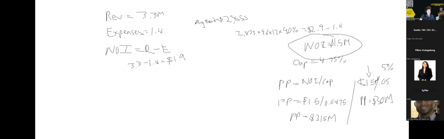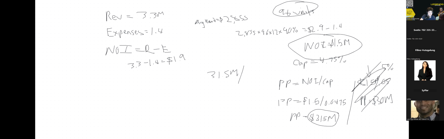So now we want to figure out the price per unit. This is just a hypothetical, so we're not going to use the 30 million. We're going to use our purchase price of 31.5 million because that's based off of the numbers we found. That's going to be our hypothetical purchase price. Now we want to find the price per unit. To do that, we divide the purchase price by the number of units. This property is 96 units. My handwriting is awful. So we're going to do 31.5 million divided by 96 units. Everyone in the chat, what are we paying price per unit on this property?